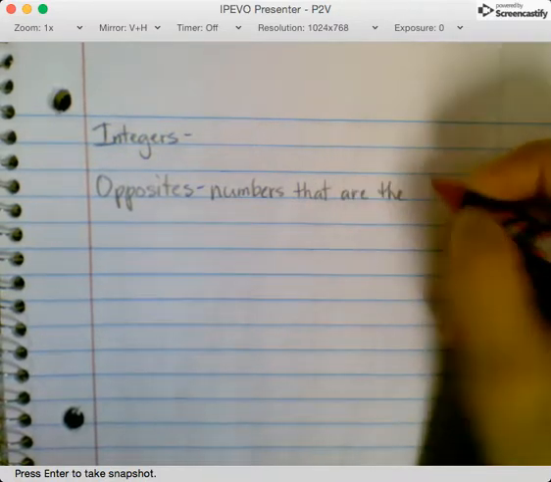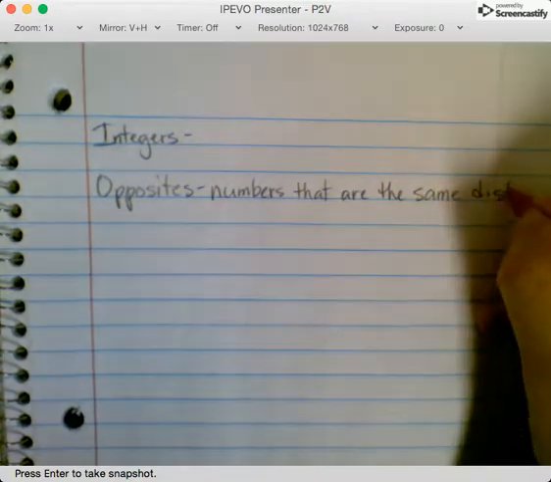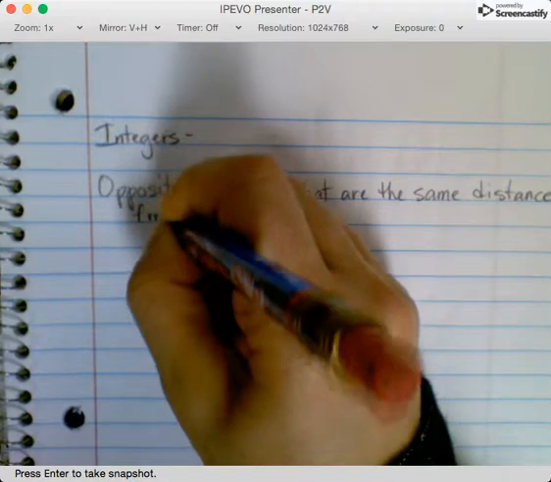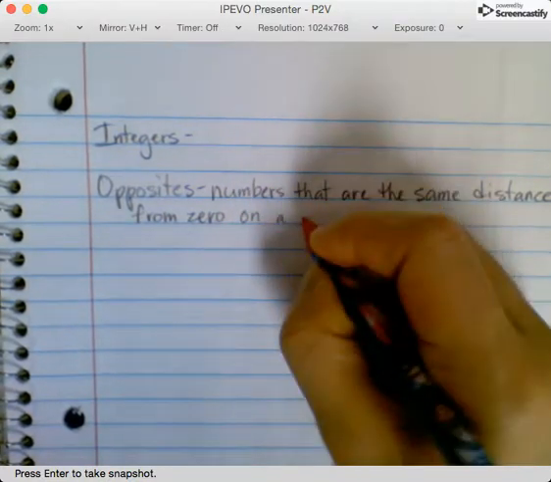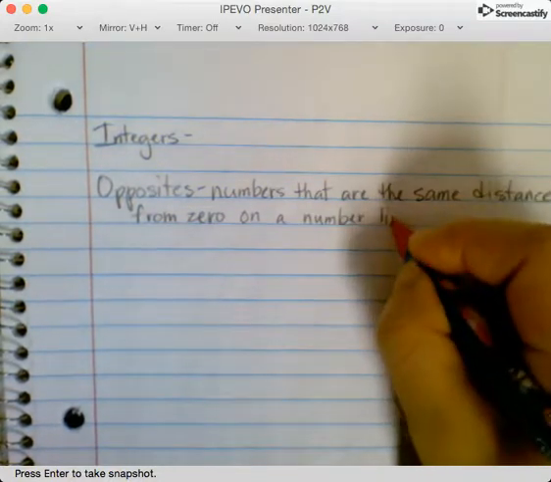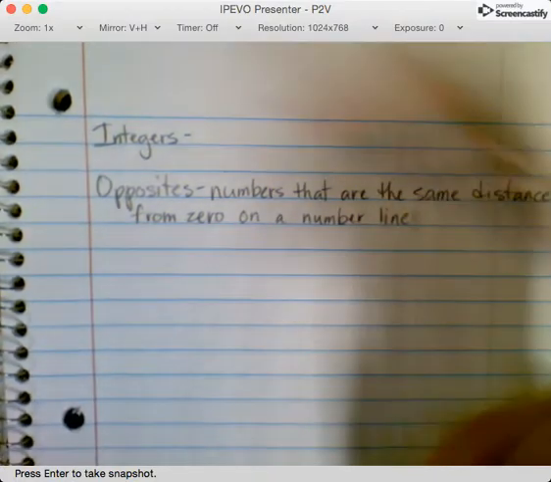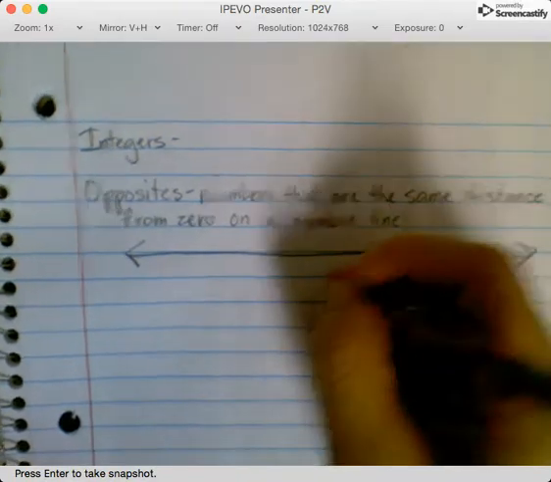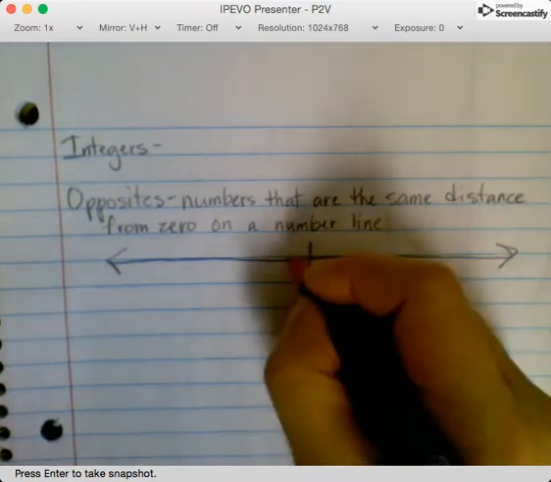So they are the same distance from zero on a number line. And for instance, I'm going to show you a number line here. And here's 0.